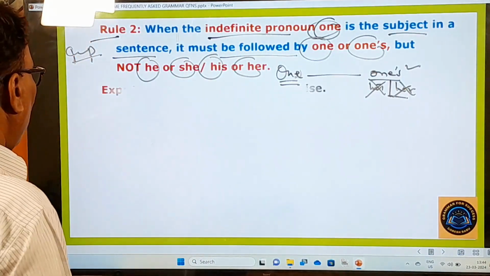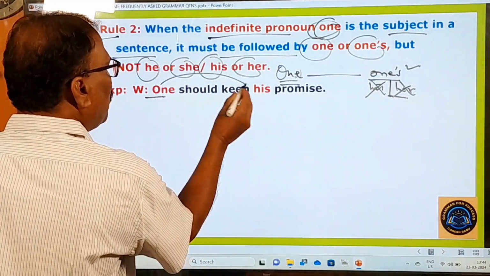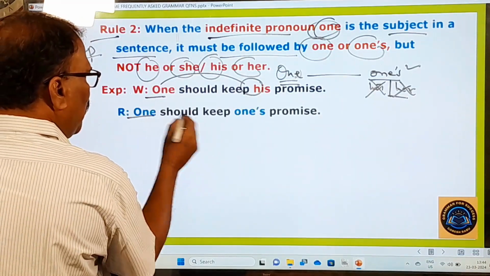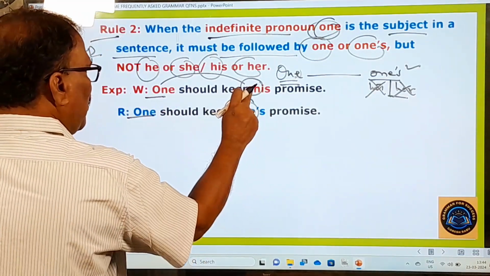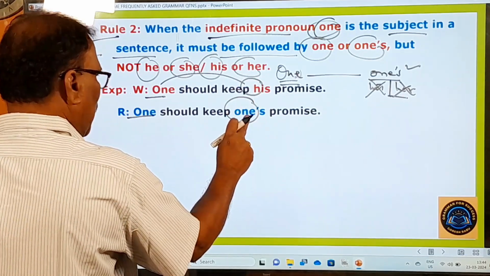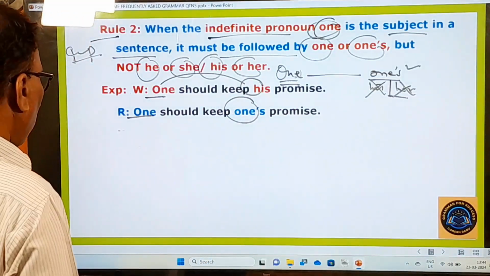Now let me give you some examples. One should keep his promise. After one we should not use his. Wrong sentence. What should we do then? One should keep one's promise. If his or her is given in the exam, you have to change it into one's. So this is the way: one should keep one's promise.